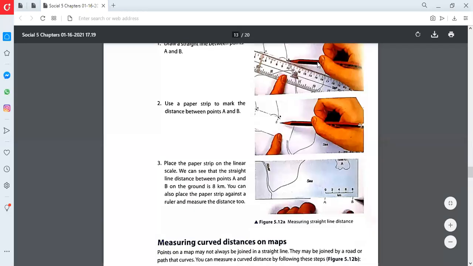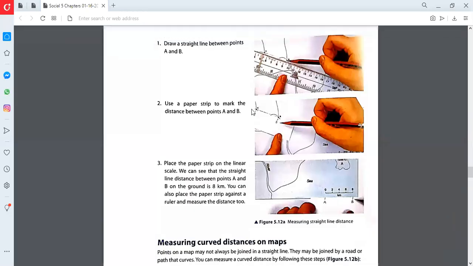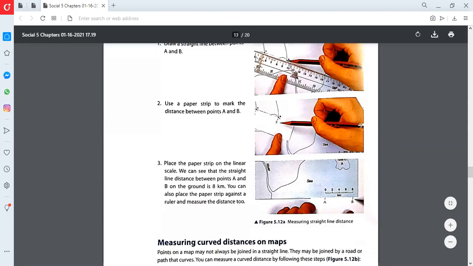So we were studying chapter number 5. The name of the chapter is Mapping Skills. The page we were discussing is page number 56. Everybody open page number 56 in their Social Studies book. In this chapter we were discussing maps.